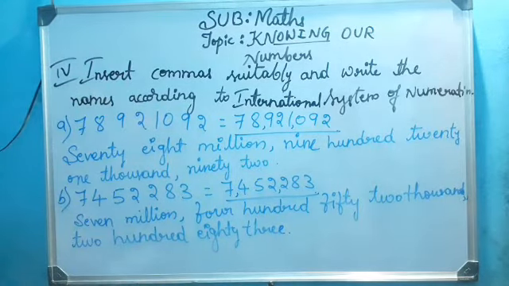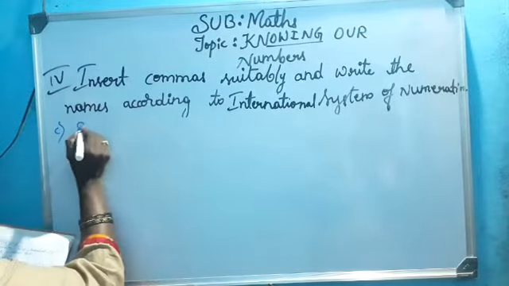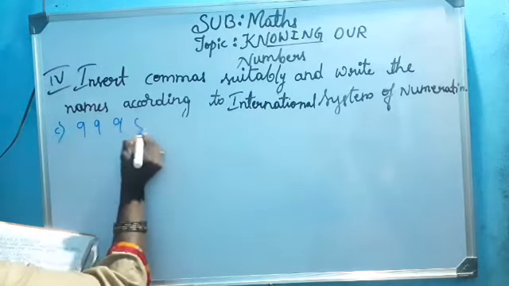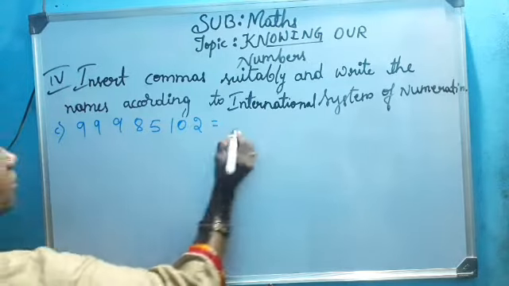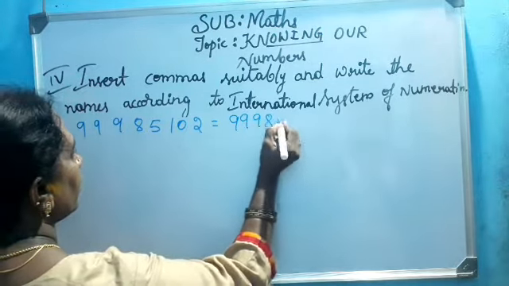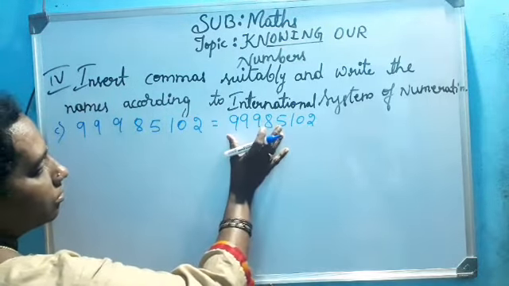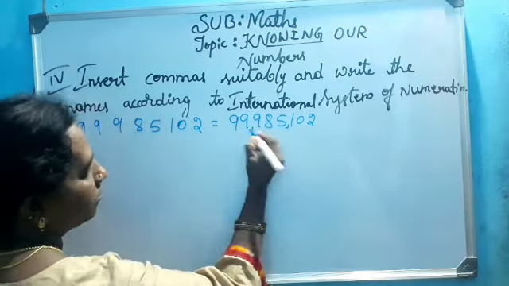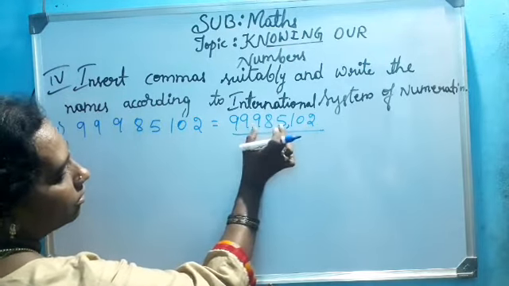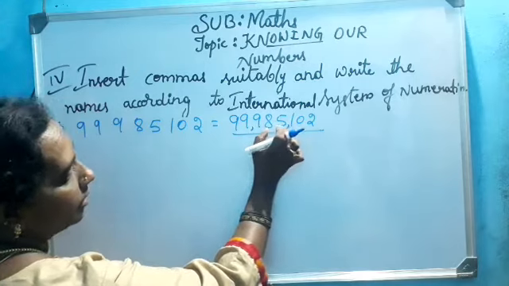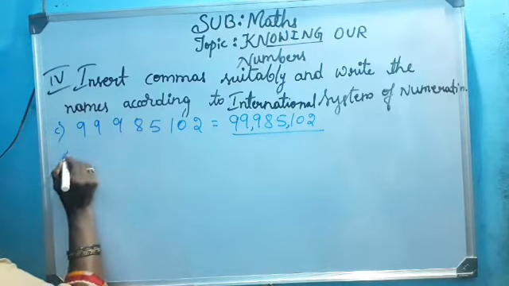The next question, 7 9 9 9 8 5 1 0 2. Repeat the numbers once again. 9 9 9 8 5 1 0 2. So you put the commas after every 3 digits. So read this number. 99,985,102. So write the number in words.